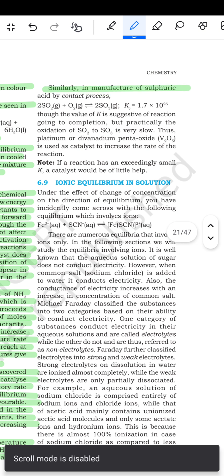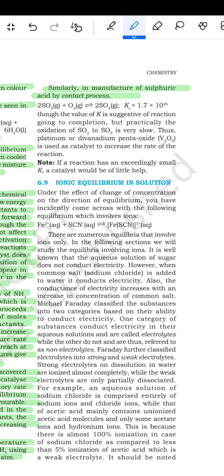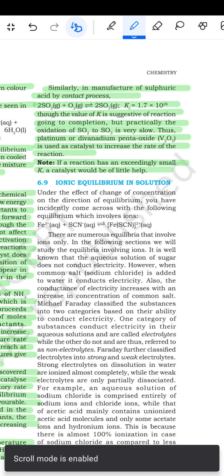Similarly, in the manufacture of sulfuric acid by the contact process, 2SO2 + O2 ⇌ 2SO3, Kc equals 1.7 × 10^26. Though the value of K is suggestive of the reaction going to completion, practically the oxidation of SO2 to SO3 is very slow. Thus, platinum or divanadium pentoxide V2O5 is used as the catalyst to increase the rate of the reaction. Note that if a reaction has an exceedingly small K, a catalyst would be of little help.